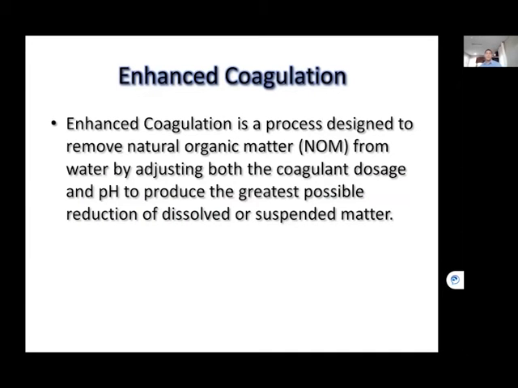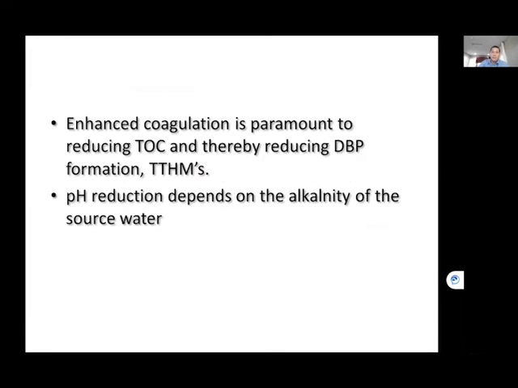Enhanced coagulation. Enhanced coagulation is a process designed to remove natural organic matter from water by adjusting both the coagulant dose and pH to produce the greatest possible reduction of dissolved or suspended matter. So normal coagulation, we're looking for turbidity removal. Enhanced coagulation, we are trying to maximize organic removal. Why do we want to enhance organic removal? Because we want to limit disinfection byproduct formation, DBP, most specifically total trihalomethanes, or THMs, and HAA5s, haloacetic acids. Enhanced coagulation is paramount to reducing TOC and thereby reducing DBP formation.